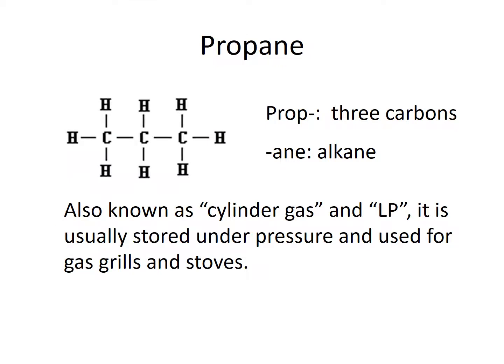Here is a depiction of propane, 3 carbons singly bonded to 8 hydrogens. This is also what is known as cylinder gas, or LP, liquid propane. This is the gas that you use in gas grills and gas stoves in the white tanks that you might have out on your back porch or patio area.